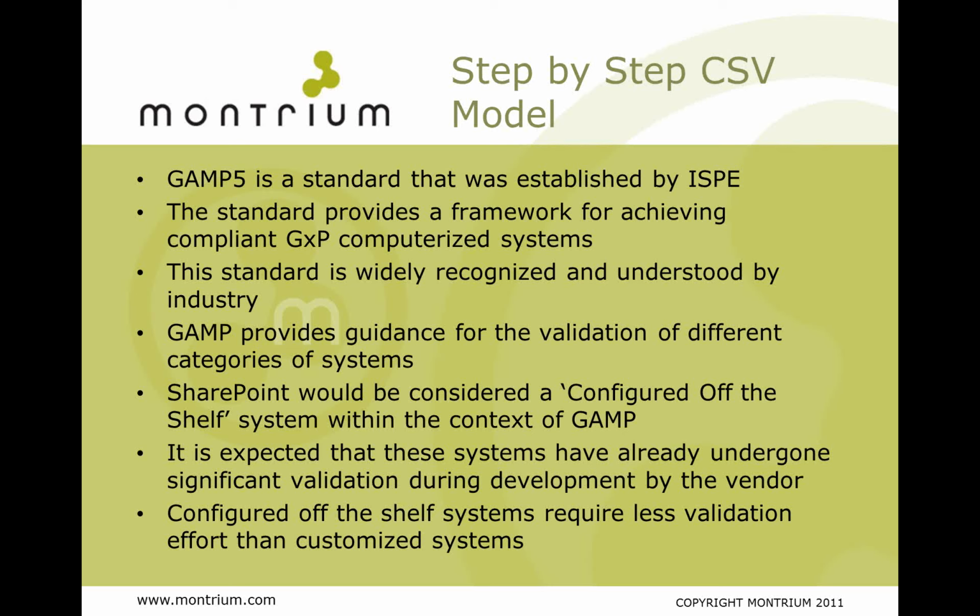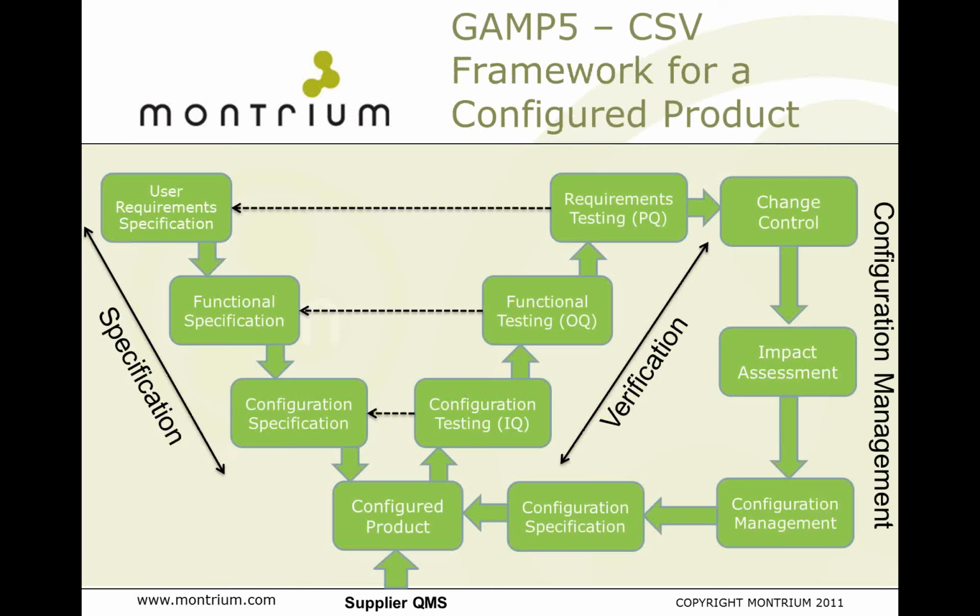It's expected that these systems obviously have undergone significant validation, and therefore, we can actually reduce the validation effort, as I mentioned earlier. So for those of you who don't know the GAMP framework and what we call the V model, basically on the left-hand side we have all of our specifications.